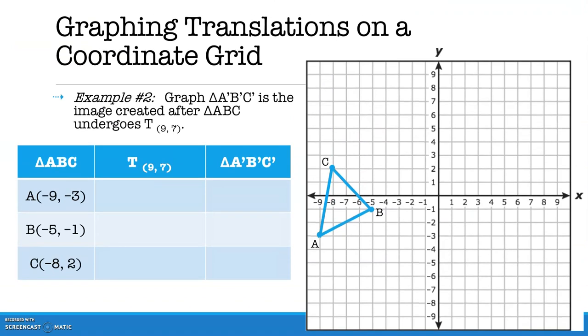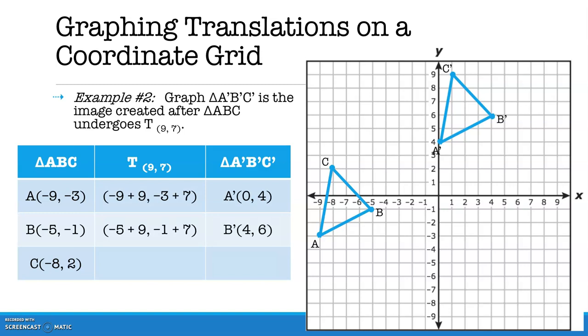Let's do one more example. Here it says graph triangle A'B'C', the image created after triangle ABC undergoes a translation of (9, 7), which represents moving the image 9 units to the right and then 7 units up. And if we were to do the same pattern in our table, adding our 9 and 7 to each coordinate point given to us, A' will be (0, 4), B' will be (4, 6), and C' will be (1, 9), which lines up with our diagram.